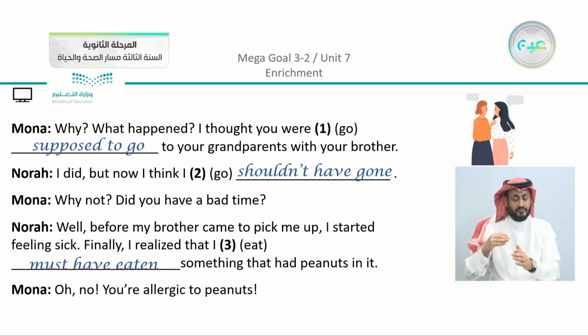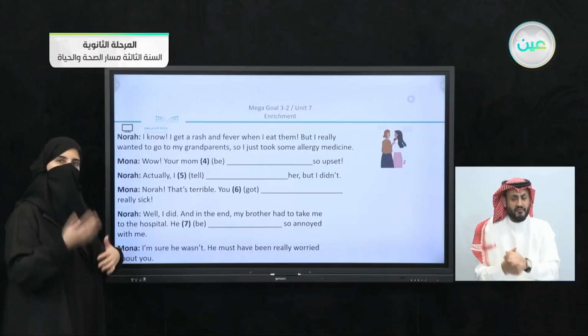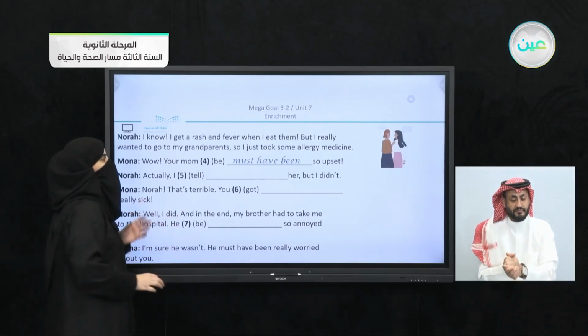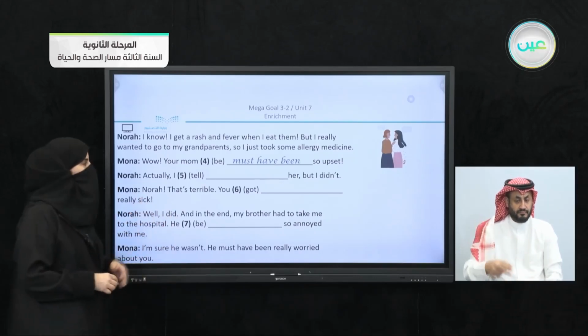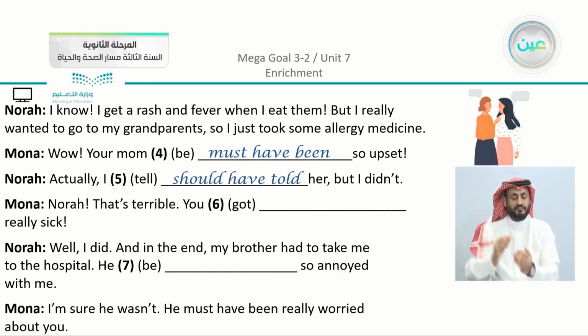And Muna replies, oh no, you're allergic to peanuts. Noura: I know I get a rash and fever when I eat them, but I really wanted to go to my grandparents, so I just took some allergy medicine. Muna says, wow, sorry, your mom must have been so upset. Now we know that here the idea is Noura being ill, so we're going to complete. She said, your mom must have been so upset. Noura replies, actually, I should have told her, but I didn't. So here we can complete, I should have told her.